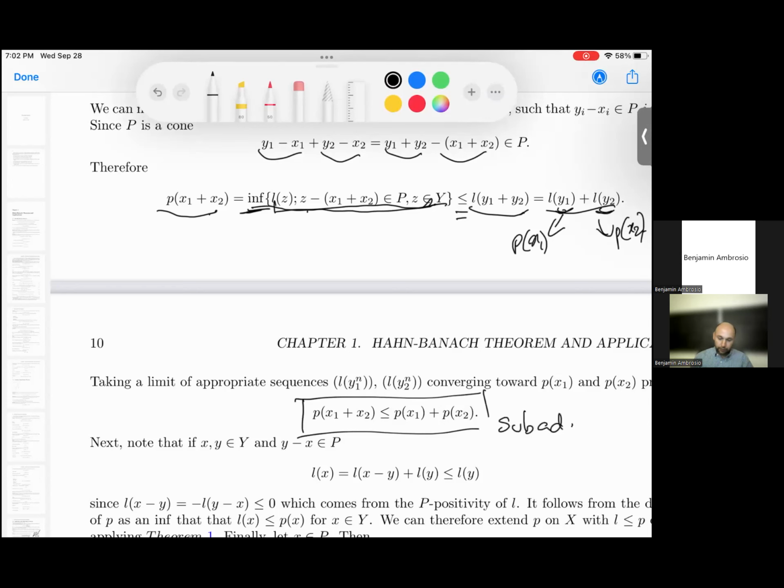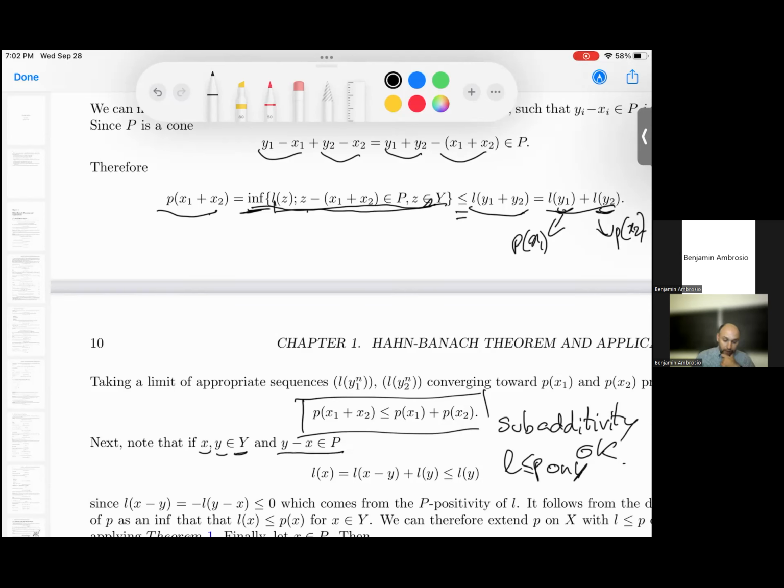Okay, that's good. Now it remains to prove that L is less than P on Y. Okay, so let's do that now. So we consider X and Y, which belong to the subspace, and Y minus X belongs to P.